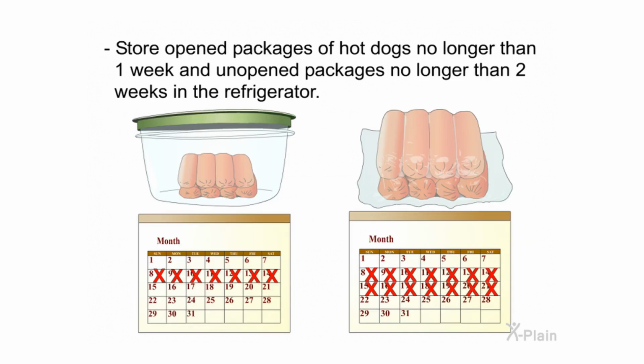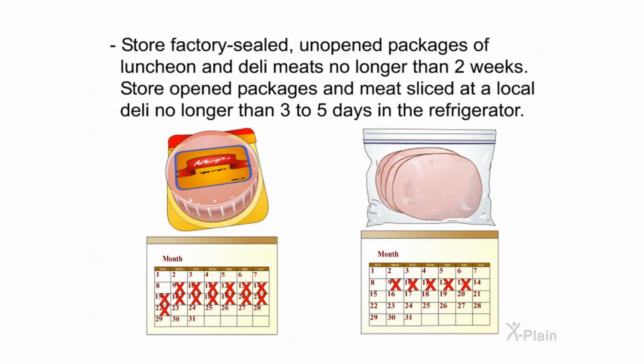Store opened packages of hot dogs no longer than 1 week and unopened packages no longer than 2 weeks in the refrigerator. Store factory-sealed, unopened packages of luncheon and deli meats no longer than 2 weeks. Store opened packages and meat sliced at a local deli no longer than 3 to 5 days in the refrigerator.